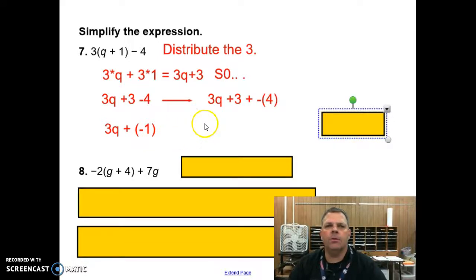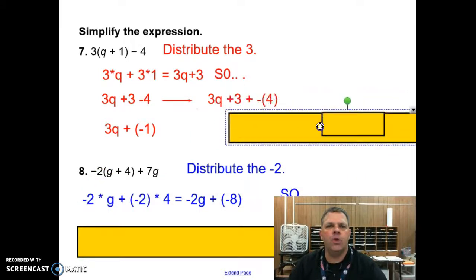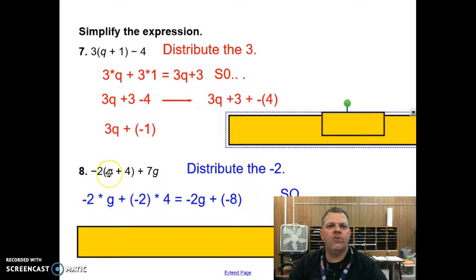In our second problem, negative 2 times the sum of g plus 4 plus 7g, we must do the same thing. We must distribute the negative 2. The negative 2 will be negative 2 times g plus, since there is a plus sign again, negative 2 times 4. Negative 2 times g is negative 2g. Negative 2 times 4 is negative 8. So this is the answer to the distribution problem right here.